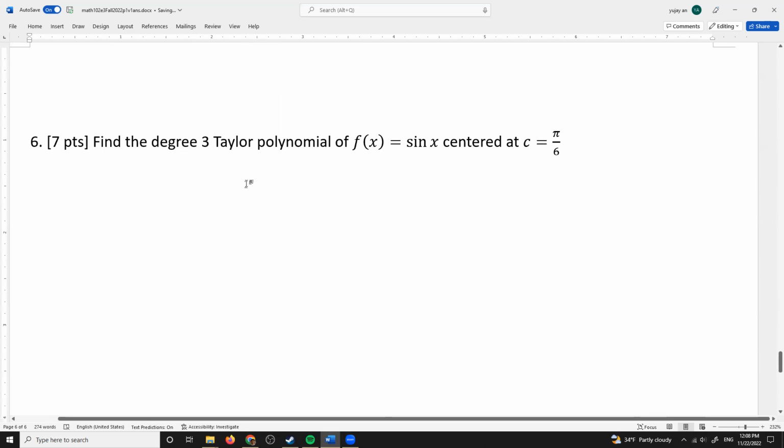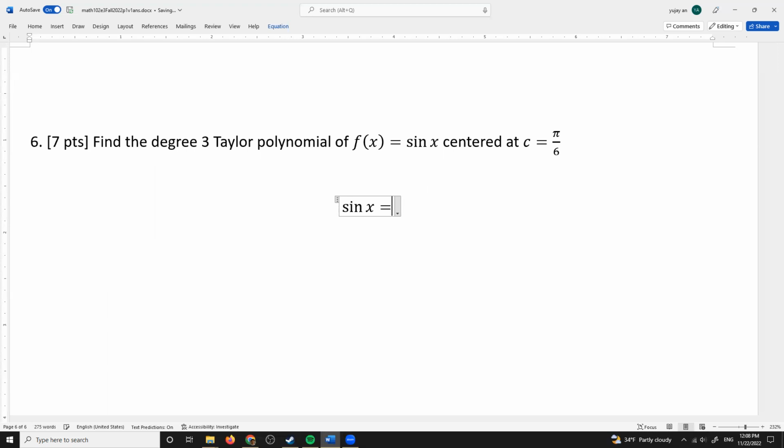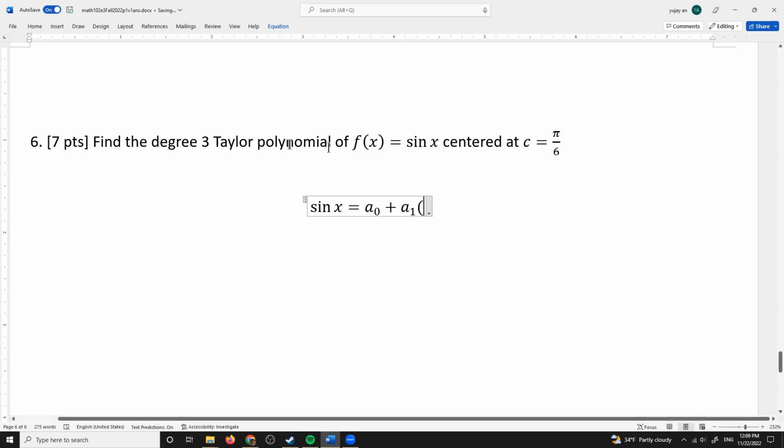Okay, so find the degree 3 Taylor polynomial of f of x equals sine x centered at c equals pi over 6. I think people who didn't get this right didn't understand what a Taylor polynomial centered at c equals pi over 6 is.